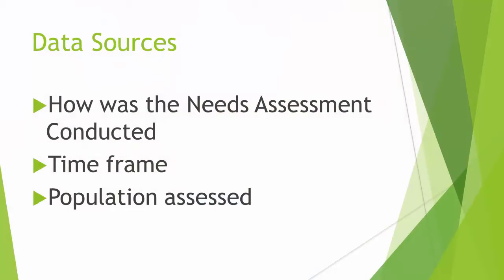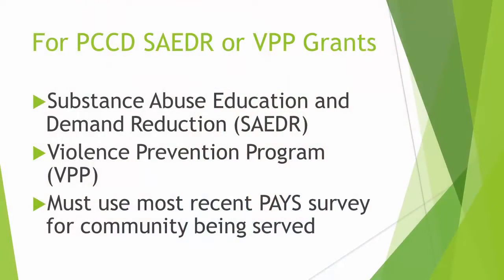Once you've established the community to be served, the next step is to describe the data sources that were used in the needs assessment, including when the data was reviewed and for what time frames. If you have not conducted a thorough needs assessment, it will be difficult to write a compelling argument in this section. If you are applying for a PCCD, Substance Abuse Education Demand Reduction, or SADR grant, or a Violence Prevention Program grant, or VPP grant, you will be required to note which Pennsylvania Youth Survey data was used.